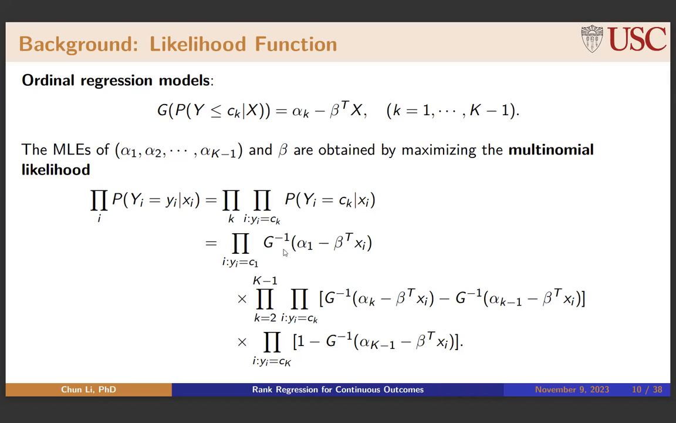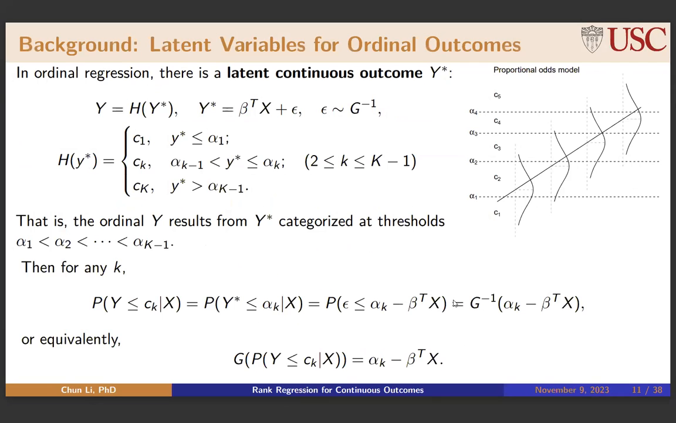Here I write it this way: these are all the likelihood for those who have the lowest category, and these are the likelihood for those who have the highest category, and for all the others in between, you have to take the cumulative probability minus the cumulative probability for the lower category. All right, so these are just straightforward, just the product of all the probabilities.